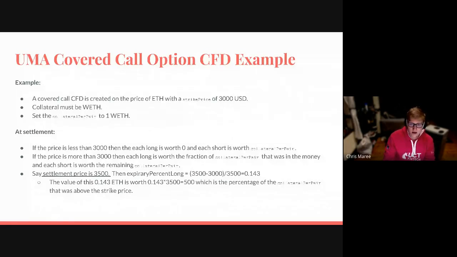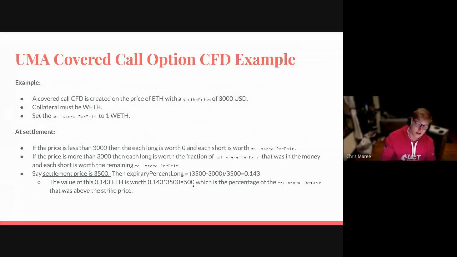If the price is less than 3,000, then each long is worth nothing, and each short is worth the full collateral per pair, so 1 WETH. And if the price is more than 3,000, then the long side is worth a fraction of collateral that was actually in the money, and the short is worth the remaining. So if the settlement price was 3,500, then we can calculate the expiry percentage long using this equation. And this number, 0.143, multiplied by the price of ETH at expiry, which is 3,500, gives you the value of the collateral that was over and above the strike price, which is 500, right? The strike price was 3,000, and we settled at 3,500. So the difference between those is 500, which is what this equation gives you.